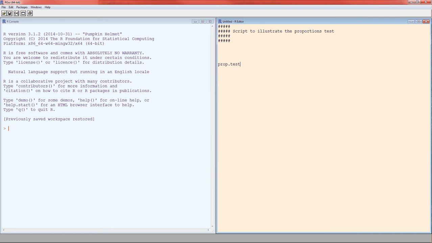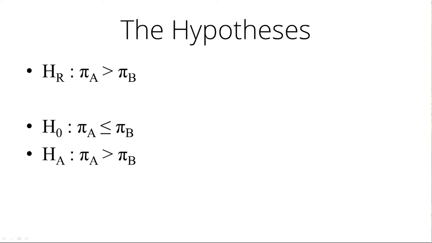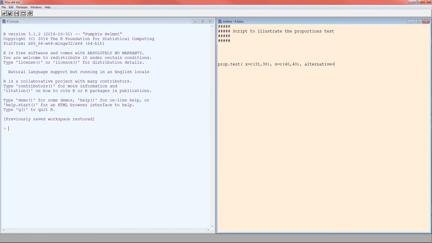The function is prop.test. X again is going to hold the successes. I think it's 31 in the first and 38 in the second. N again is going to hold the number of trials. It's 40 in both. And the alternative, if we go back to our statement, is that A is greater than B. Since A came first, the alternative is going to be greater. Control R.